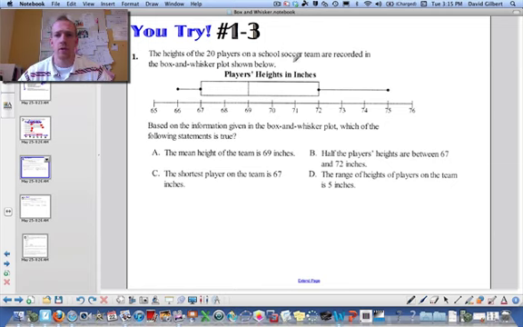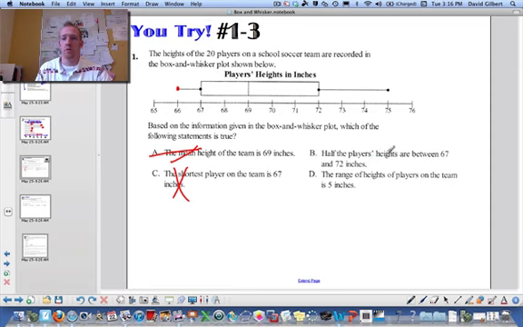The heights of the 20 players on a school soccer team are recorded in box and whisker plots. There's 20 players. Based on the information given above, which of the statements is true? The mean height, you don't know anything about the mean, so it can't be that. The shortest player is 67. Well, that's wrong because the shortest player is 66 inches.